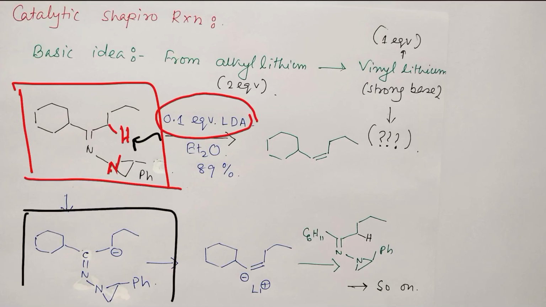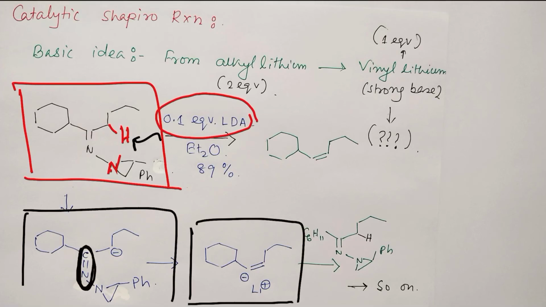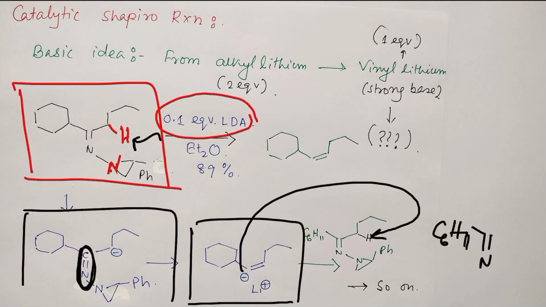After that, this follows the same process and ultimately results in this vinyl species, and the carbonyl will be generated where the hydrazone was present. After that, this can act as a base to abstract the alpha proton of the carbonyl again. So what will result from here is again this nitrogen, this is the phenyl, and here the carbanion will be generated. Fine, and again the reaction will continue in this way.